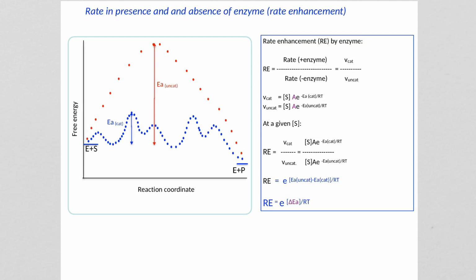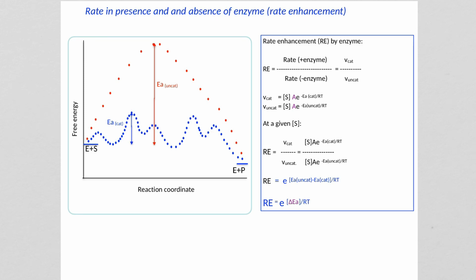One way to show how effective enzymes are is to calculate what we call the rate enhancement. That is, what's the velocity of the reaction in the presence of the enzyme compared to the velocity of a reaction in the absence of the enzyme.